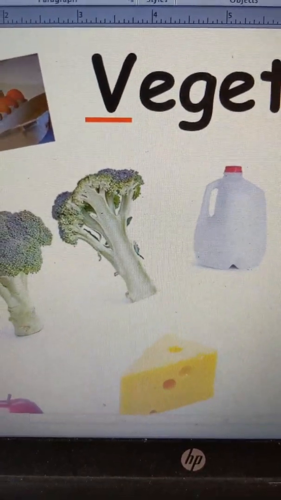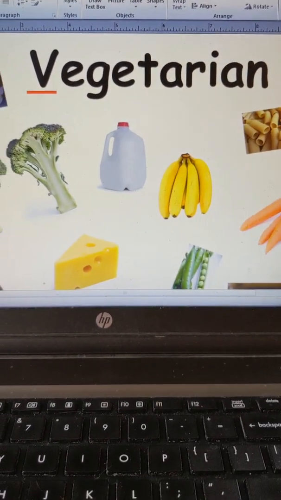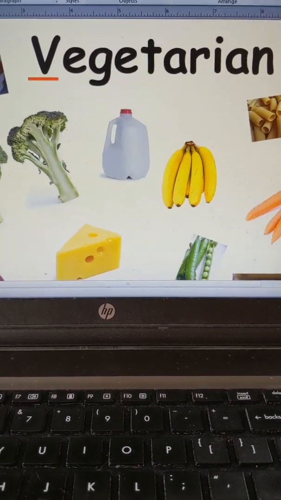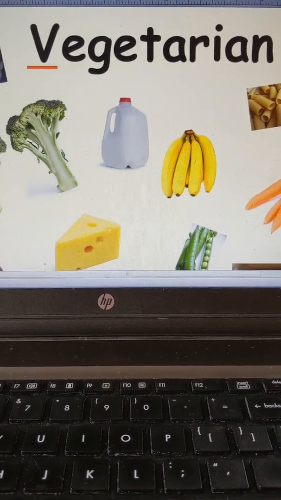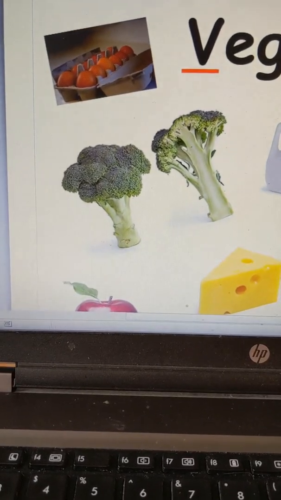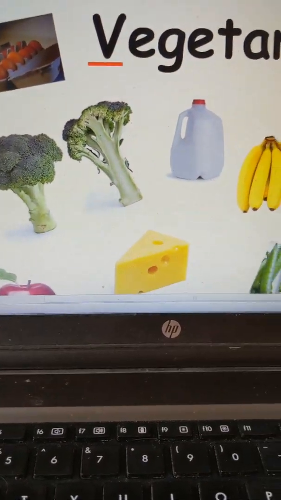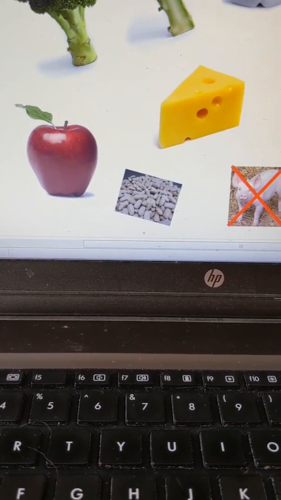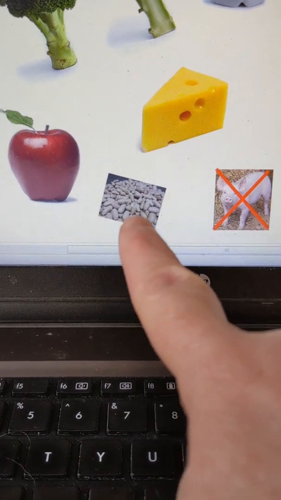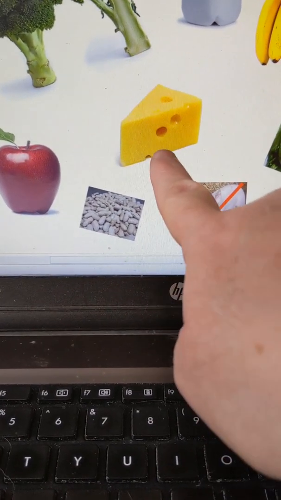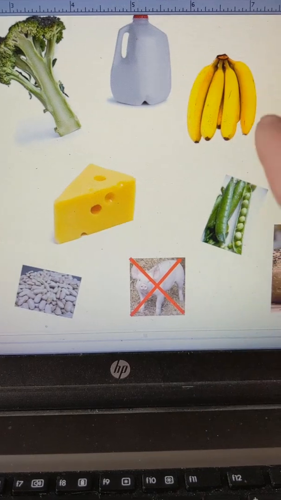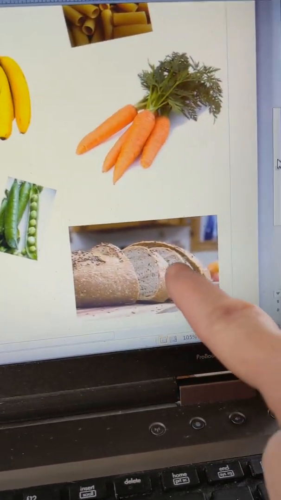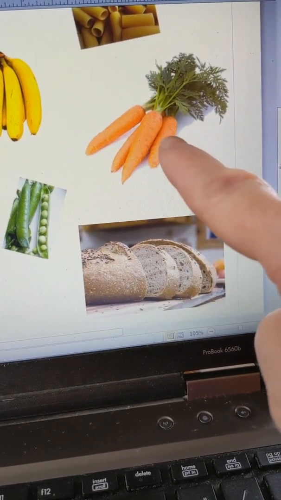Now, this letter V word is called vegetarian. Oh, have you heard that word before? Yeah. So, vegetarians are people that eat eggs, vegetables like broccoli. They eat fruits like apples. They eat beans. This is a group of beans. They eat cheese. They might drink milk. They'll eat fruit like bananas, vegetables like peas. They'll have some bread and some carrots.